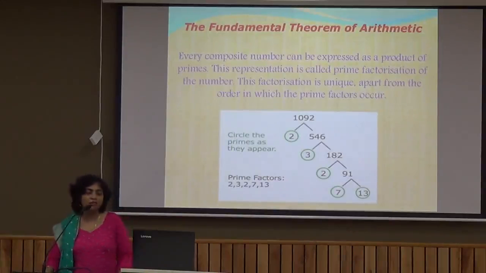When we factorize it, we get 2, 3, 2, 7 and 13. So we can write these factors in any order. We can write both the 2's first, 13 second, 3 fourth, and then 7. Or we can write 7 at the first step and then 13. So any order, but the prime factors remain the same.